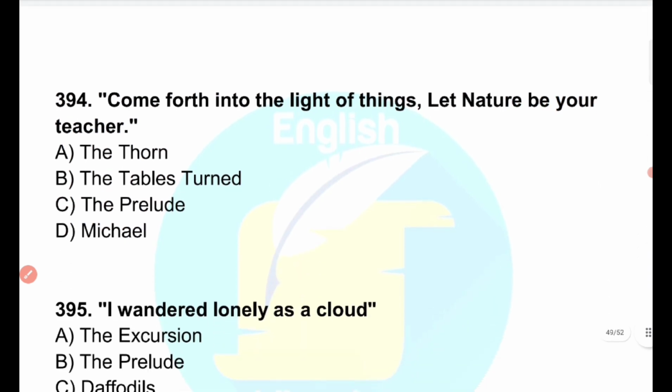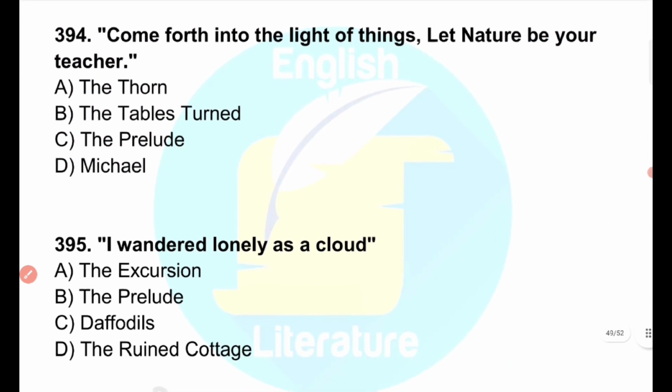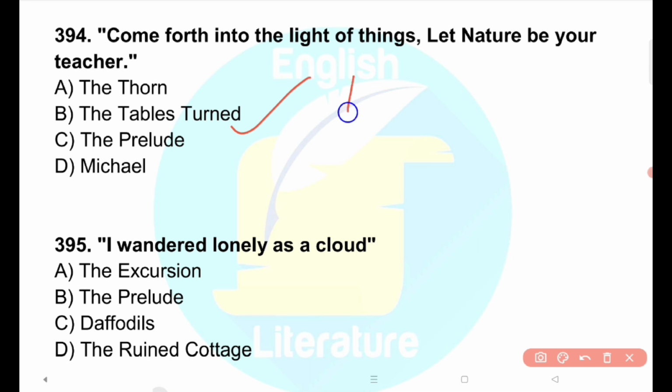Come forth into the light of things, let nature be your teacher. Option B, The Tables Turned. These lines are from The Tables Turned, 1798, where Wordsworth urges people to learn from nature rather than books.